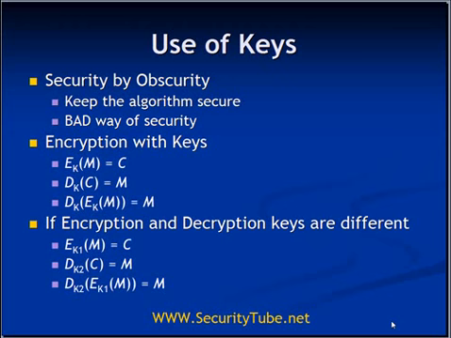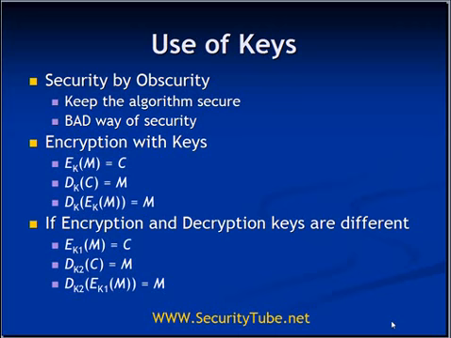Now it is not compulsory that the encryption key must be equal to the decryption key. It is possible that the encryption and decryption keys are different, and in that case the functions will be like this: EK1 of M equal to C is the encryption function to generate the ciphertext. The decryption function will be DK2 of C equal to M, that is, the K2 key will be applied to the decryption algorithm. So the overall function will be DK2 of EK1 of M equal to the original message M.